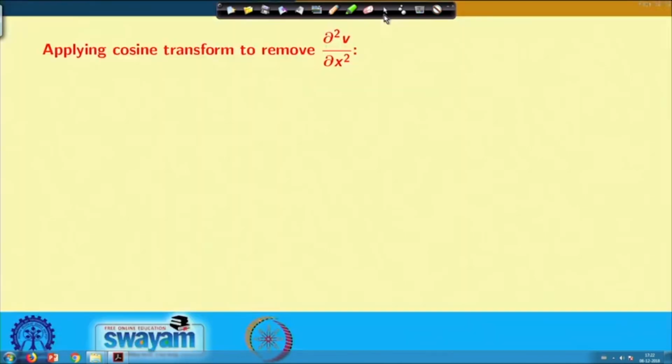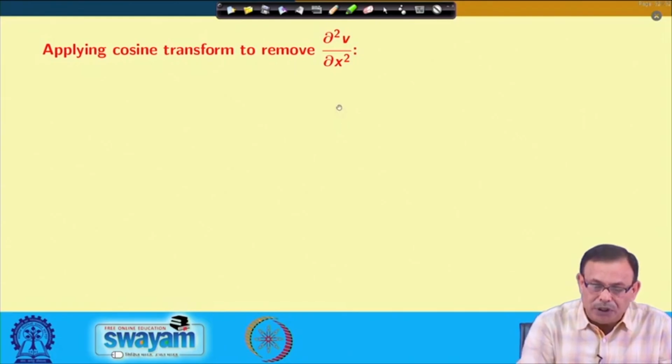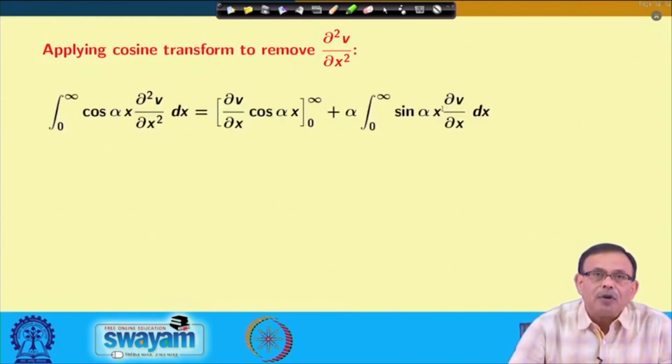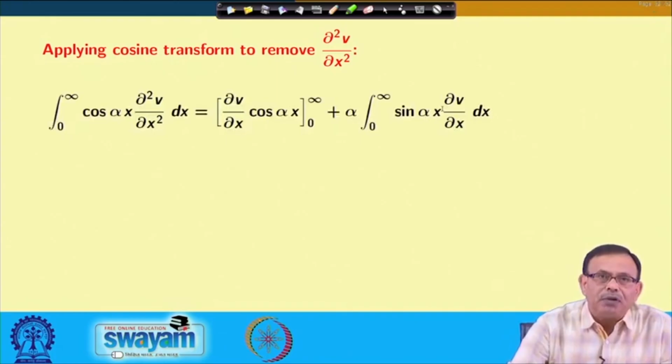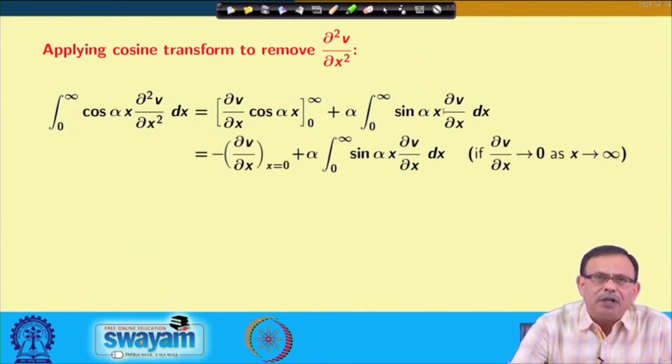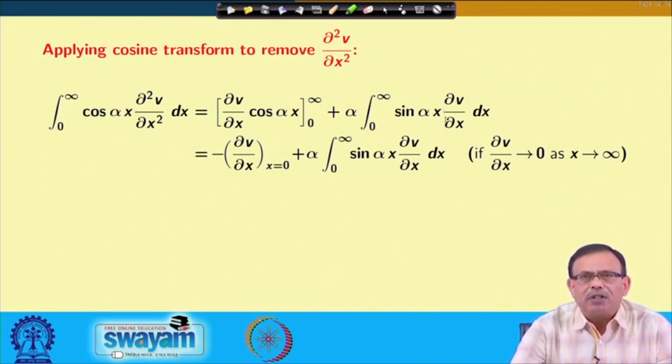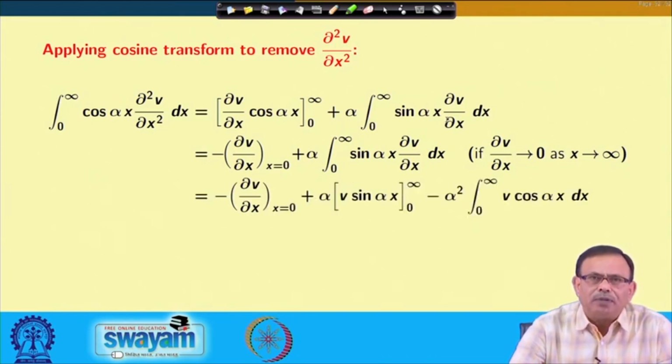So, you see this thing here. I am using now the integral 0 to infinity cos of alpha x into del 2 v del x square dx. This I am writing by parts as this. This equals minus del v del x at x equals 0 plus alpha into this integral. Here my assumption is del v del x approaches 0 as x approaches infinity. Now, again use by parts for the evaluation of the second integral. So, you will obtain this.